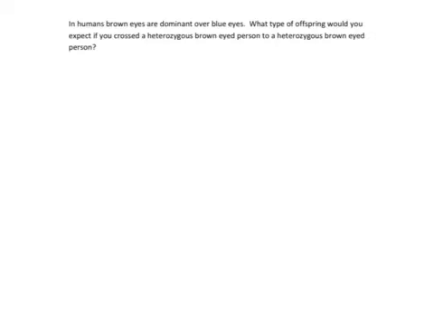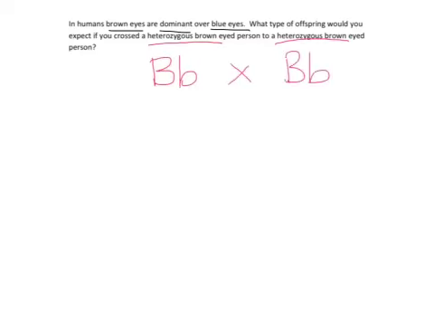So if we have a look at the question, we can see that brown eyes are dominant to blue eyes. We can also see from the question we want to cross a heterozygous brown and a heterozygous brown. So we know that heterozygous means that they have one of each of the alleles. So our cross will be between a big B little b and a big B little b.